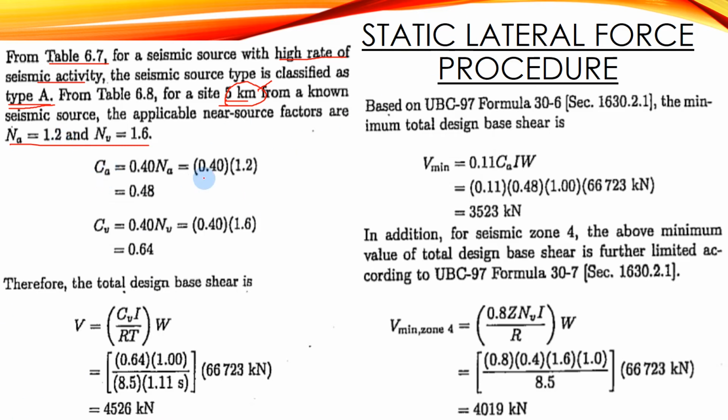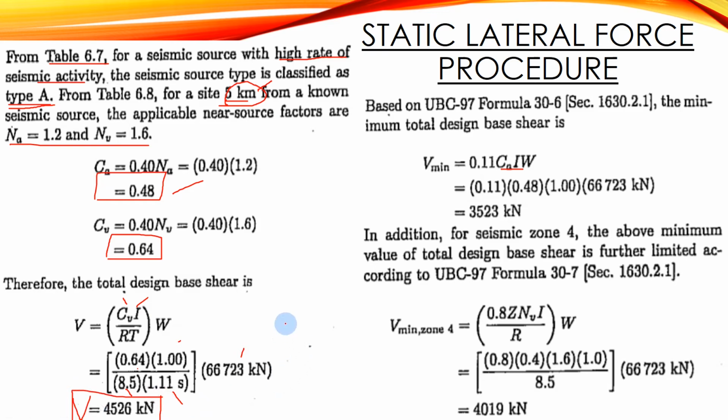To get CA, substitute NA 1.2 times 0.4, so CA is 0.48. For CV, 0.4 times 1.6, so CV is 0.64. We got CA too, which we will use later for the minimum. Now substitute the values: CV 0.64, I is 1, R is 8.5, the period T is 1.11 seconds, times the weight. Therefore we have the first value for base shear.